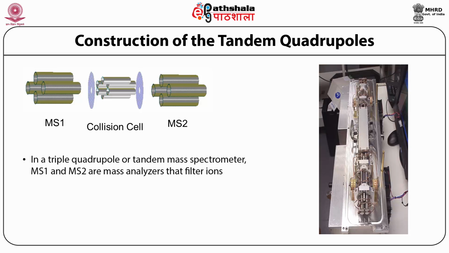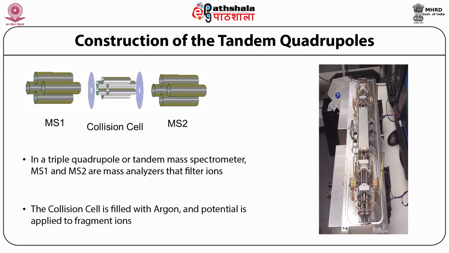In a triple quadrupole or tandem mass spectrometer, MS1 and MS2 are mass analyzers that filter ions. The collision cell is filled with argon or nitrogen, and a potential is applied to fragment these ions. So this is how, collectively, they separate, fragment, and reanalyze before the ion reaches the detector. Although it looks very simple, its applications are pretty broad.